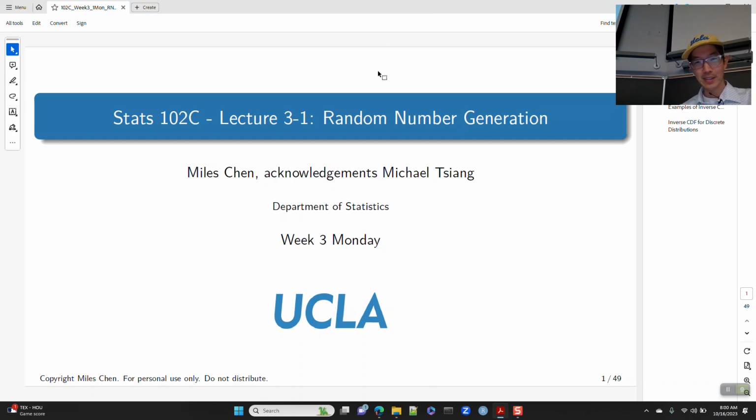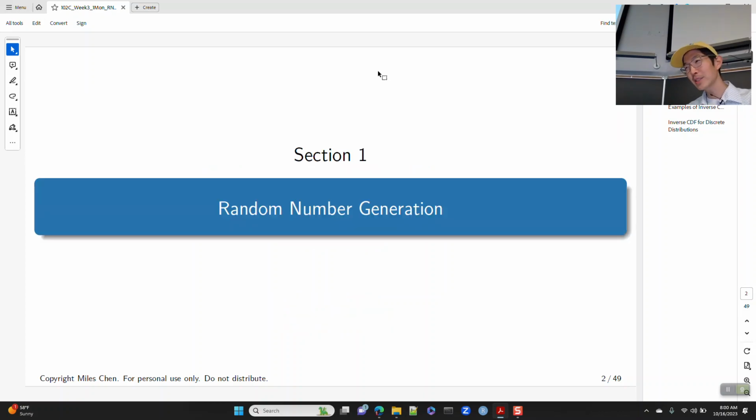Our topic is random number generation. A lot of Monte Carlo classes start with this topic. It's kind of like the first topic in Monte Carlo methods. I like to wait until the third week to bring it up, just because I like to try to fit things into some context.